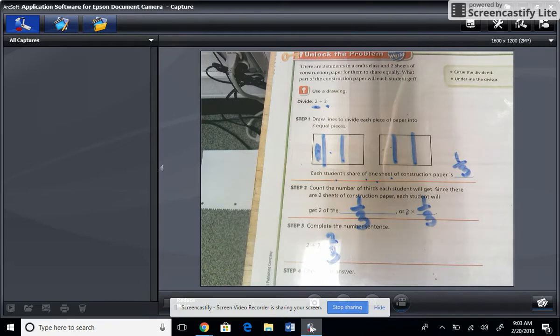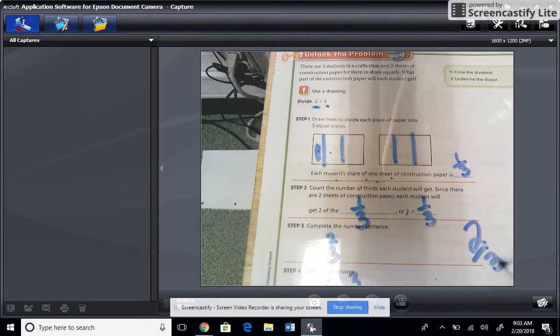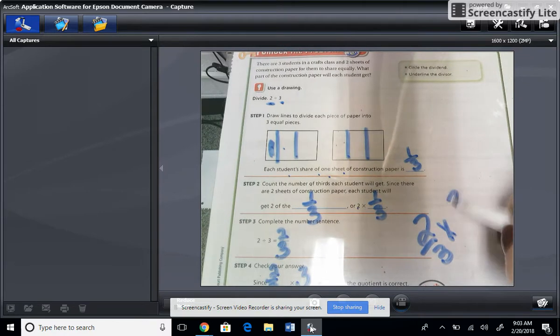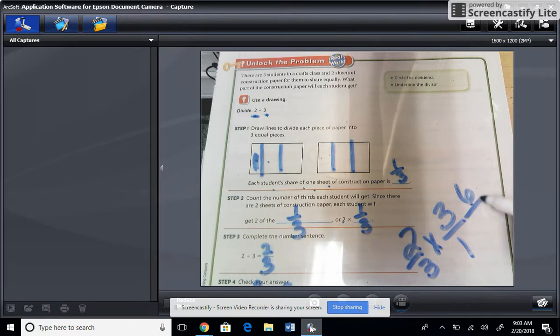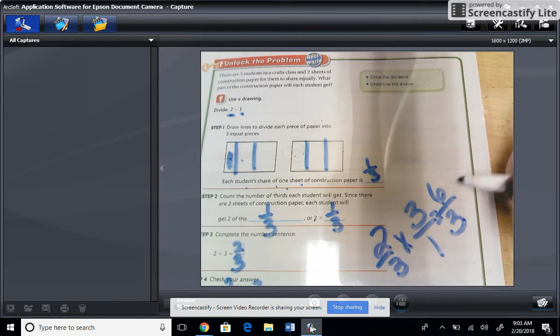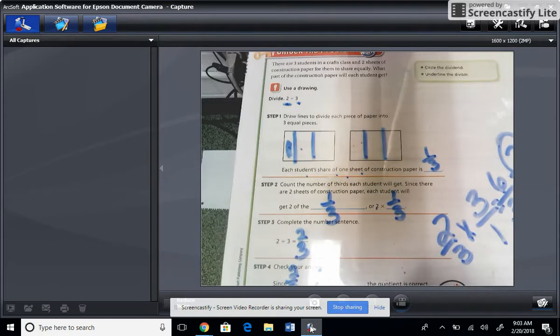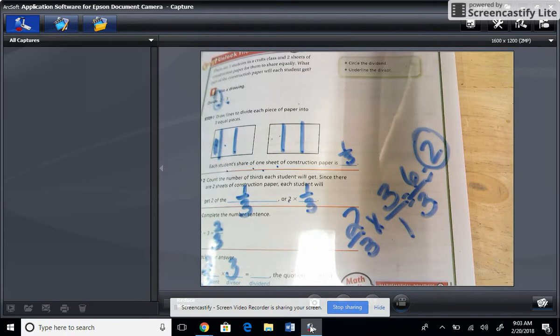How can we check our work? Well, we can take our quotient, 2/3, times our divisor, 3. 2/3 times 3, we always put that over 1, multiply straight across, and we get 6/3, an improper fraction. 3 goes into 6 equals 2 times. We got our dividend. So each student will get 2/3 of the paper.